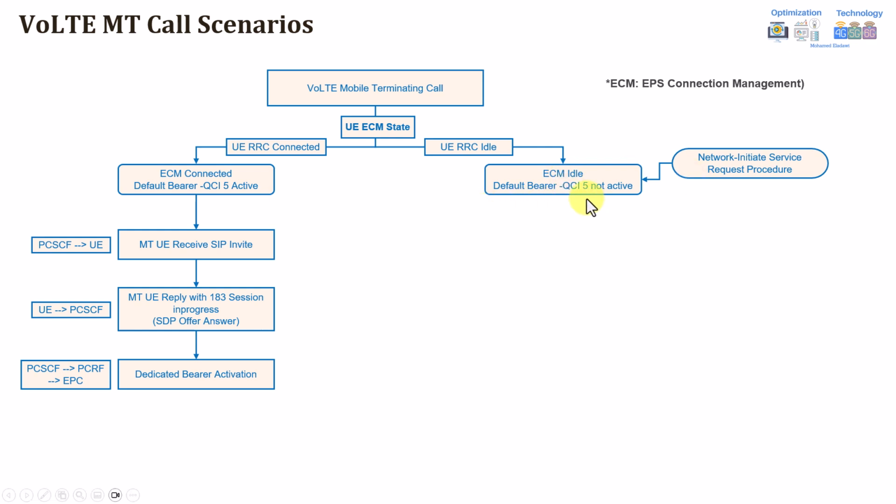Actually, what will happen here? Because the user is in idle mode, the network will initiate something called the network-initiated service request procedure. What this means, we'll explain in more detail now. This means the network will start trying to notify the user that he has a call.